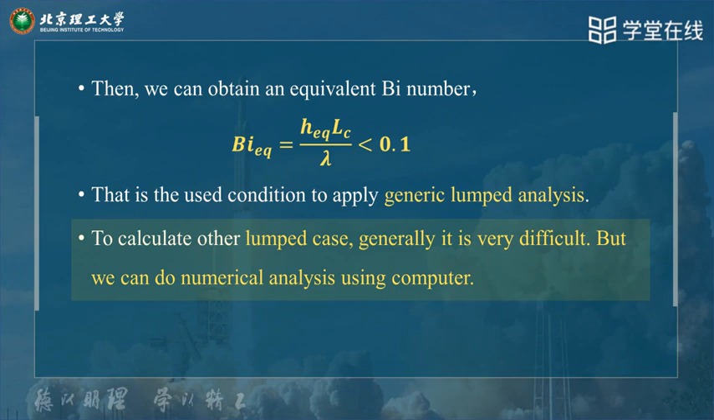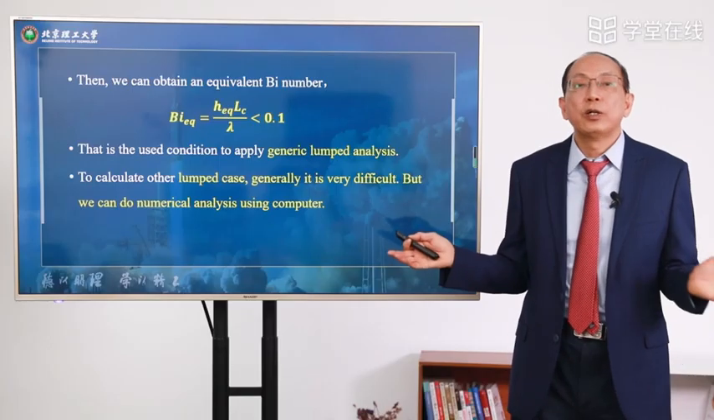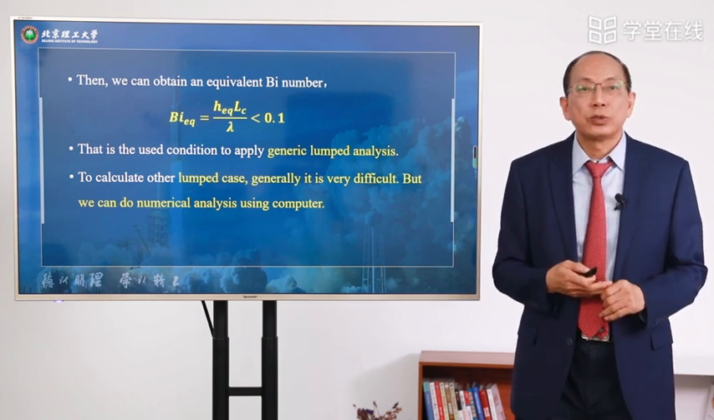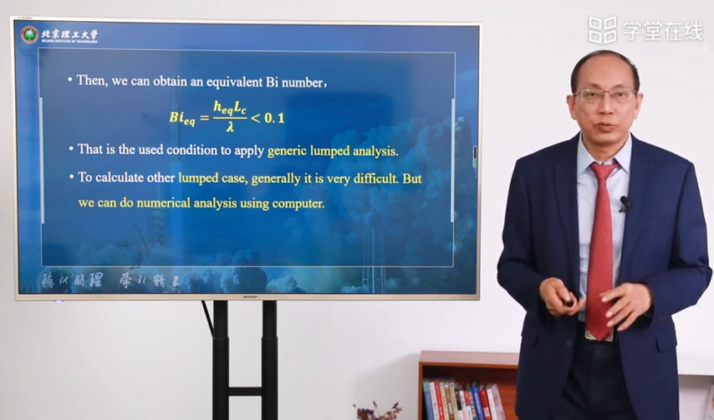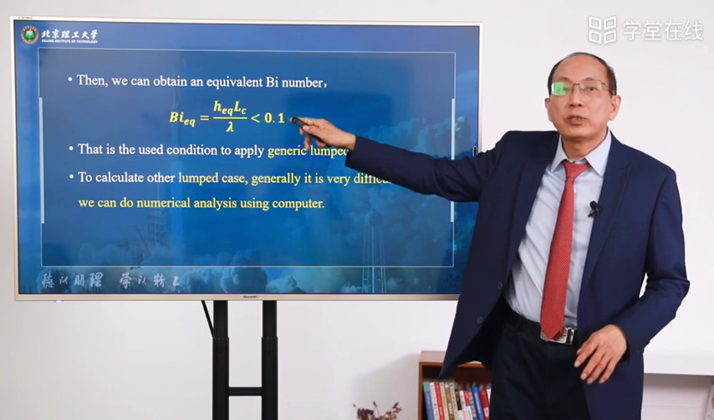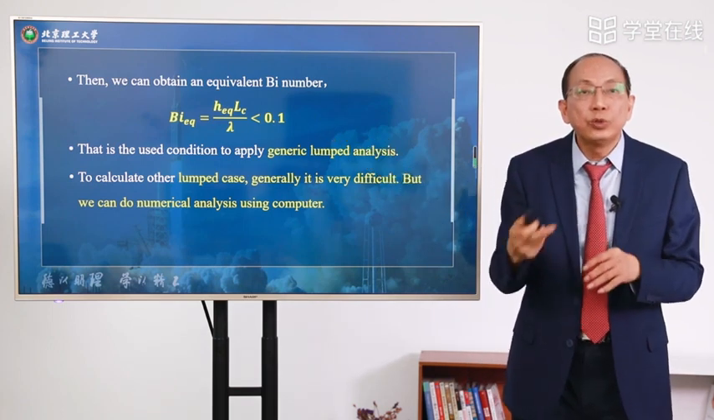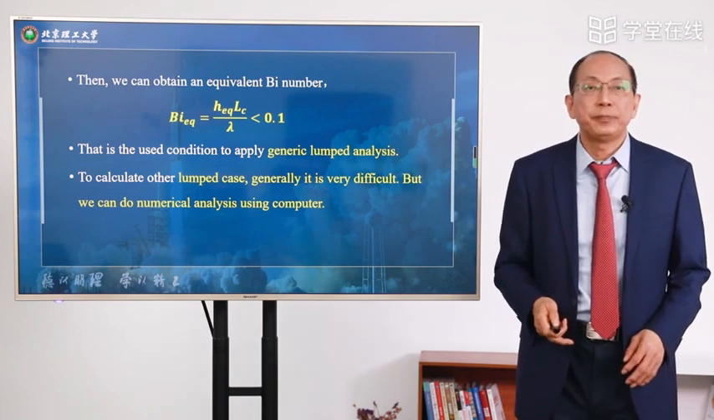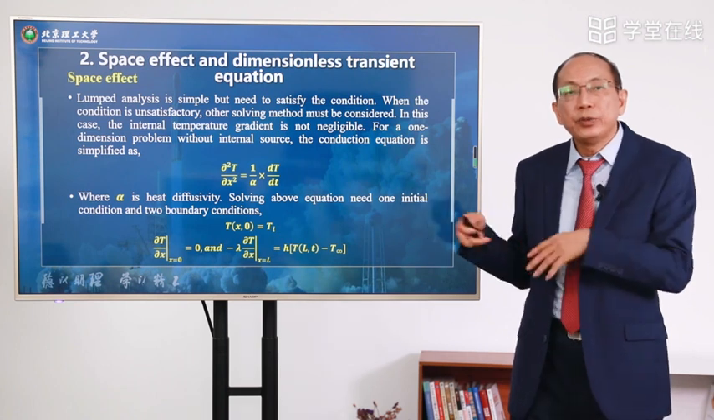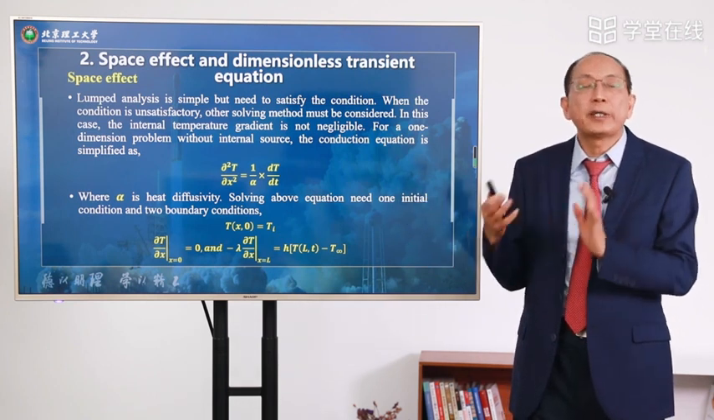To calculate other cases is generally very difficult. We have learned that multi-dimension problems are generally very difficult to solve. But we can do numeric analysis using a computer. In most cases, we can use the computer to do the calculation. But please remember, a Biot number smaller than 0.1 is the condition to use lumped analysis. Even if we can use the lumped analysis, it is still difficult to obtain the solution.